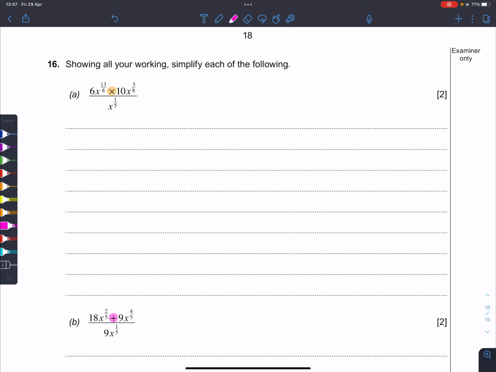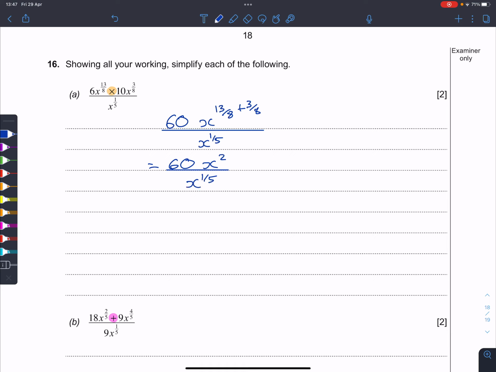So when we're multiplying, we can multiply the numbers. So we got 6 times 10. That's easy enough. So 6 times 10 is 60. But then we add the powers of x. So you'd have x to the 13/8 plus 3/8, and that's over x to the 1/5. Okay, so that would be 60x. So we get 16/8, which is 2. So 60x squared divided by x to the 1/5.